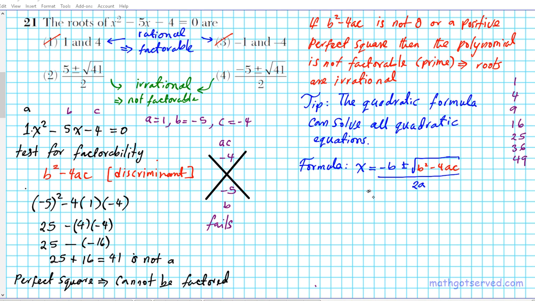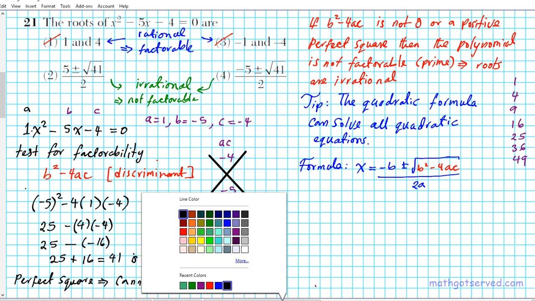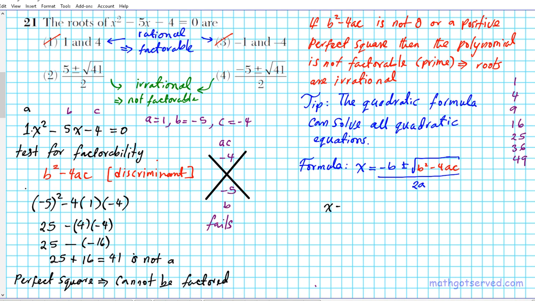Okay, so what we're going to do is use the quadratic formula to find the roots, since the factorization method has failed us. So we're going to have x equals negative b, so b is negative 5. We already have our negative b here. Negative 5 minus negative 5.